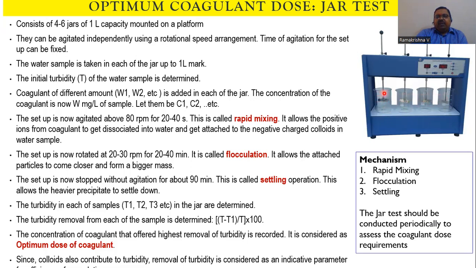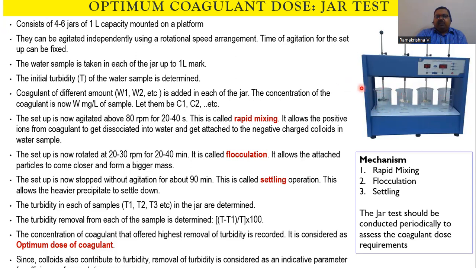Initially, whatever sample you are taking into the jar should also be checked for turbidity. Let us say it is T. So T minus T1 will be the turbidity removal in jar 1, and T minus T2 will be the turbidity removal in jar 2, like that.